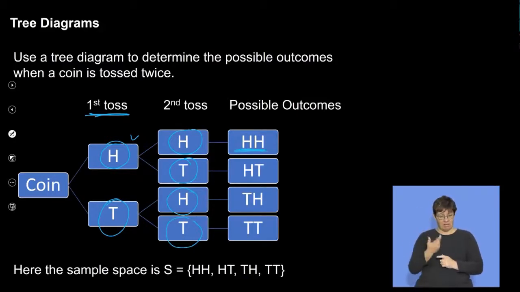If you toss it twice, we could get head, head, head, tail, tail, head, and tail, tail. Are we together? So we have 4 possible outcomes if we toss a coin twice. Then the sample space, which is S, will be HH for head, head, HT, TH, and TT.